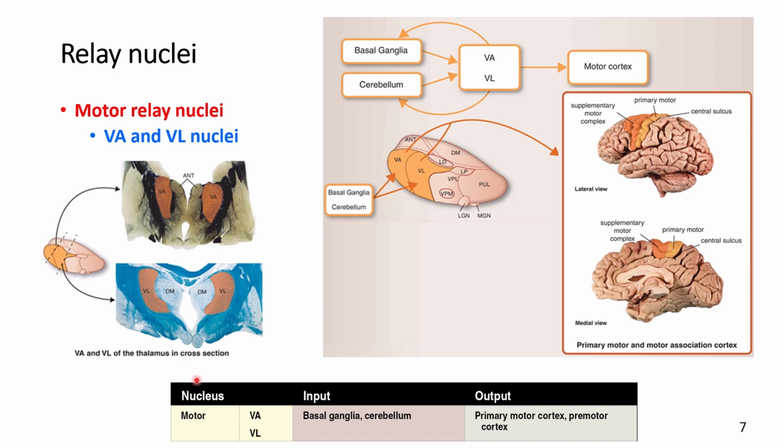And this table is explaining the same thing. So we are in the motor relay nuclei, and the two nuclei that are involved are the ventral anterior and ventral lateral. They receive information from the basal ganglia and cerebellum, and then send information to the primary motor cortex, premotor cortex, and supplementary motor cortex.